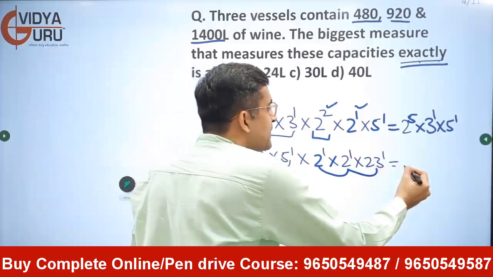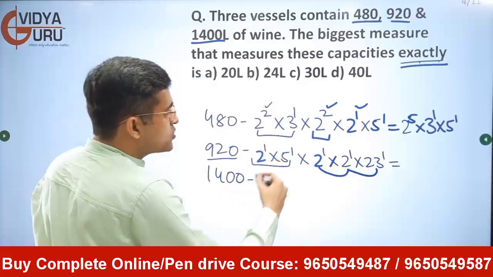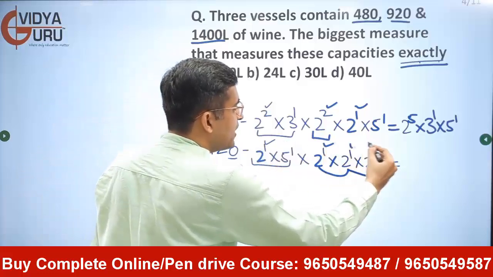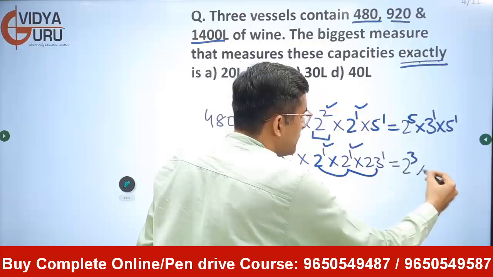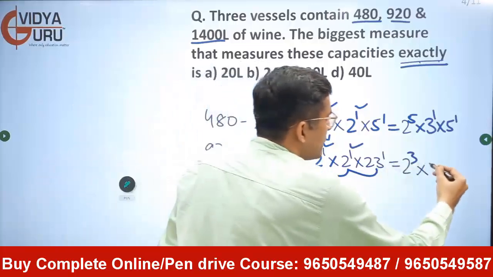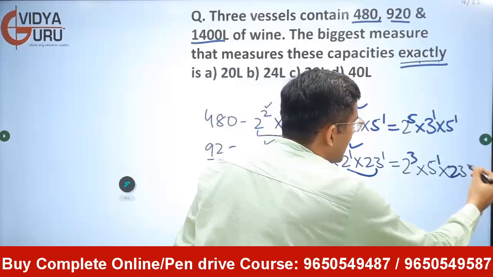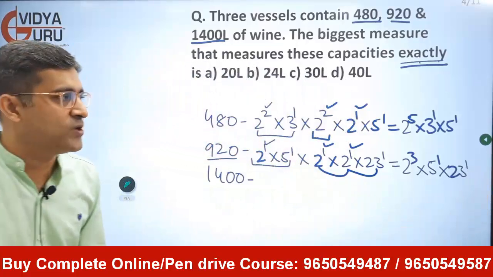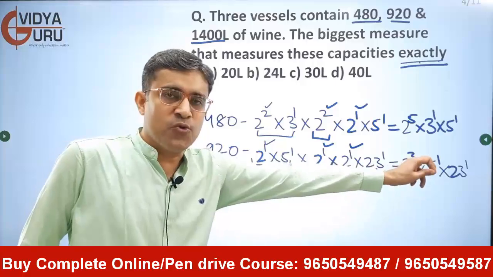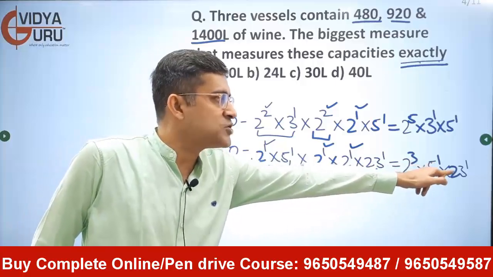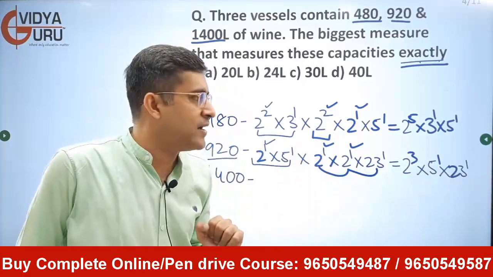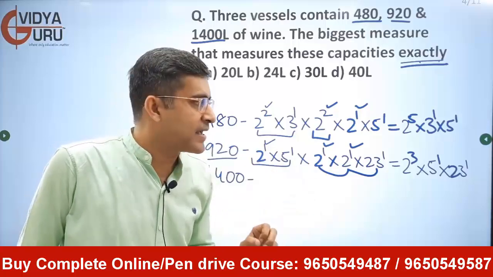Now let's aggregate the powers. How many 2's do we have? 1, 2 and 3. We have 2 cubed. Sure. Then we have 5 raised to power 1 and we have 23 raised to power 1. Can you see that, students? Look at it. 2 raised to power 3 into 5 raised to power 1 into 23 raised to power 1. That is what it becomes.